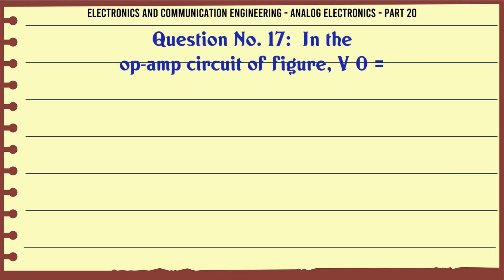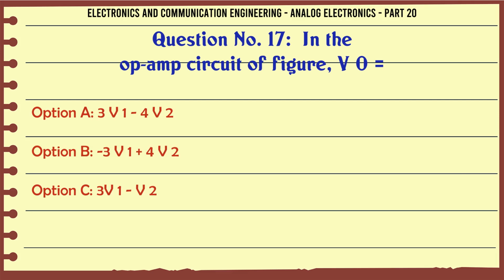In the op-amp circuit of figure, V0 is A. 3V1 + 4V2, B. 3V1 - 4V2, C. 3V1 - V2, D. 3V1 + V2.